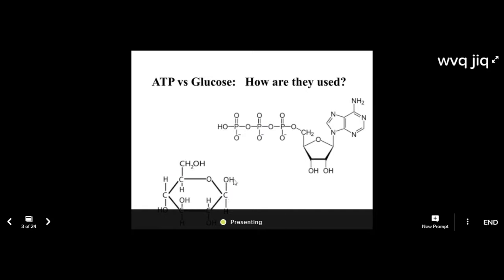Glucose, on the other hand, does contain a lot of stored energy, especially the carbon to hydrogen bonds. There's a lot of them in there, okay? So with glucose, you're actually going to wind up breaking every single one of these bonds eventually. If you go all the way through aerobic cellular respiration, just about all of the bonds in this glucose molecule are going to be broken.